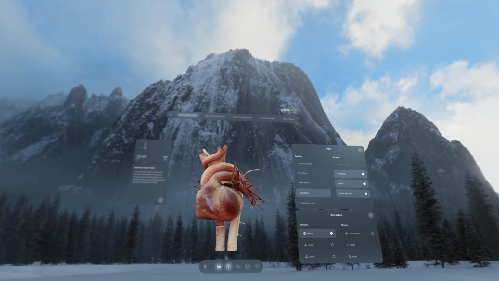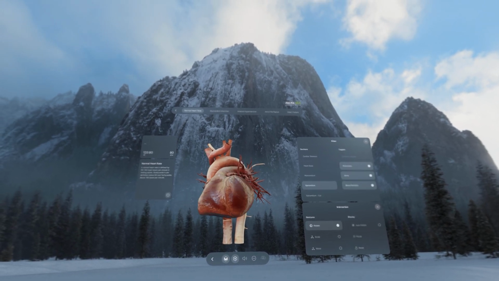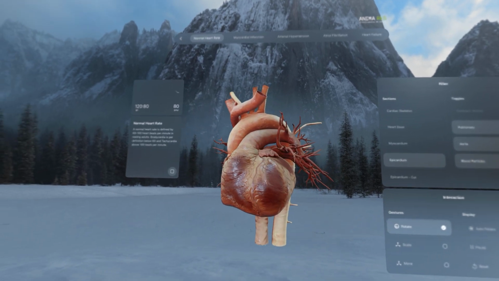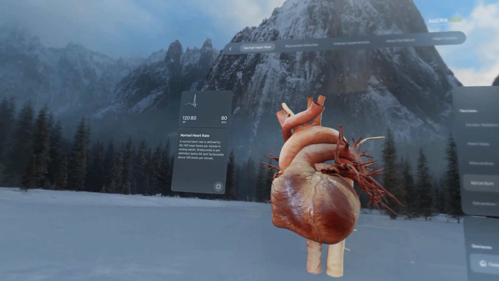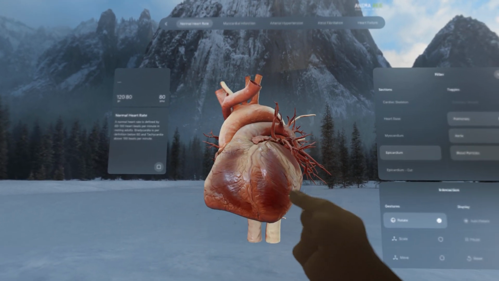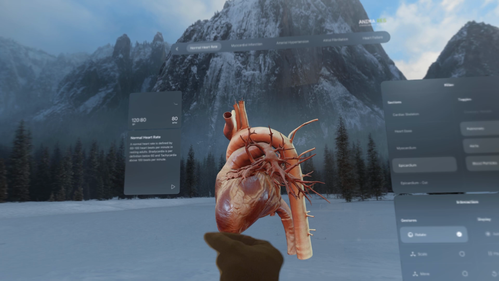Normal heart rate. Now take a look at this healthy human heart beating at a level of 80 beats per minute. A normal heart rate is defined by 60 to 100 heartbeats per minute in resting adults. Bradycardia is, per definition, below 60, and tachycardia above 100 beats per minute.